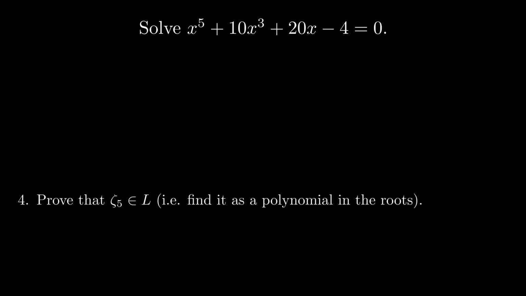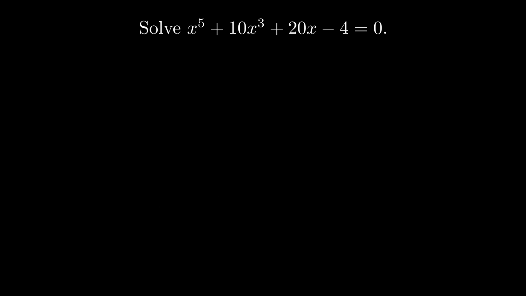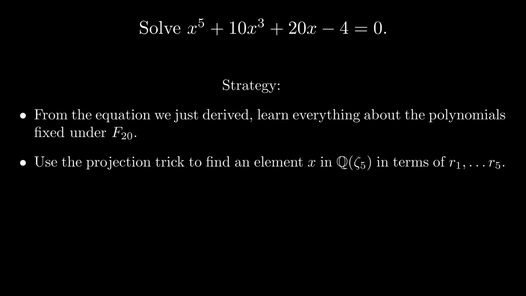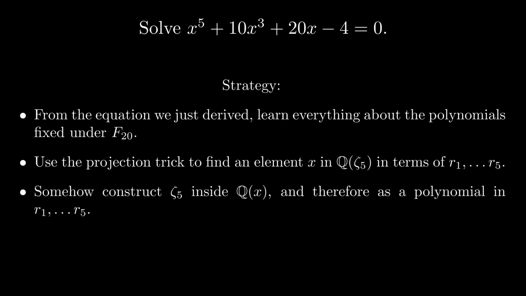Find zeta 5 within the splitting field. We'll deploy a 3-part strategy. First, we learn everything there is to know about polynomials fixed by F20. We know f, so that's a start, but we'll need a full library of functions to do further calculations. Next, build an element in the same way as we just did that's fixed only under the Galois group that fixes zeta 5, and thereby find something in Q adjoin zeta 5. Finally, we use that element to somehow backwards engineer what zeta 5 truly is.